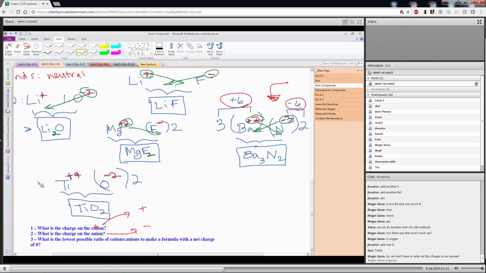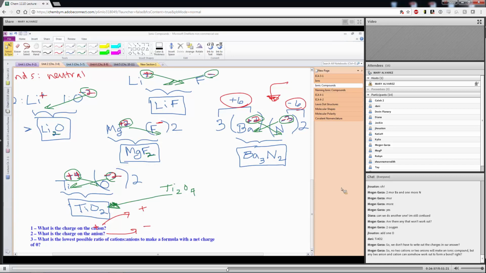Here's a case where it doesn't work, because that would give you Ti2O4, and then I should hope you could recognize, this is not the lowest possible ratio, 2 and 4. I could take it all the way down to 1 and 2. So that trick does not always work, but it sometimes does. And if you can see that your multiples are too high, then you could catch yourself there. Okay. You guys followed me? Do you want to do a couple more examples?